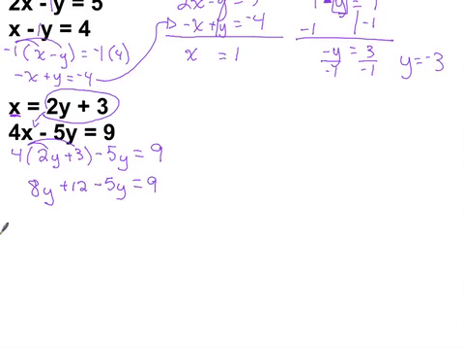Step 2 for multi-step is to combine like terms. So I have an 8y and I have a -5y. If I combine those, what do I get? I get 3y, and then everybody else just falls down.